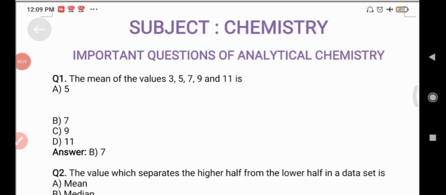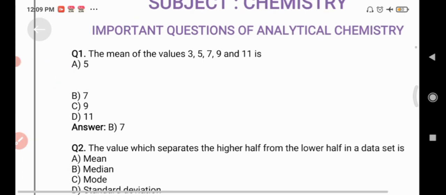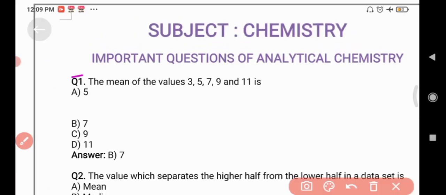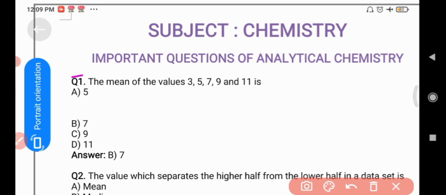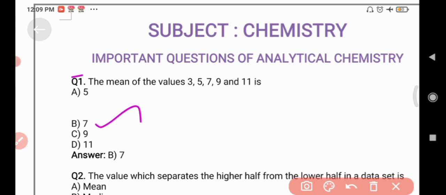PGTRB subject chemistry. Important questions of analytical chemistry. First question. The mean of the values 3, 5, 7, 9 and 11 is option B, 7.